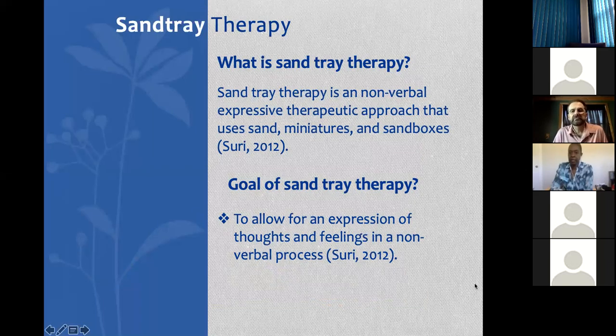So what is Sandtray Therapy? Sandtray Therapy is a nonverbal expressive therapeutic approach that uses miniatures and sandboxes. The goal of Sandtray is to allow an expression of thoughts and feelings in a nonverbal process. And that goes back to what we were saying about not having to actually have a voice, but you're using the miniatures as a way to express your client's feelings and thoughts.